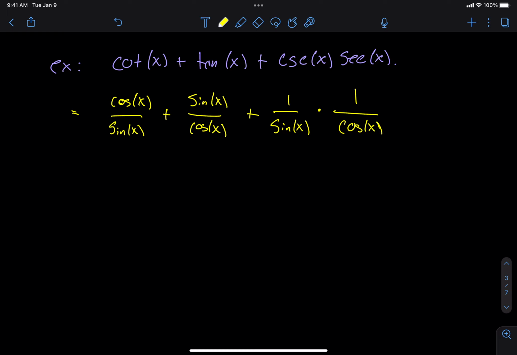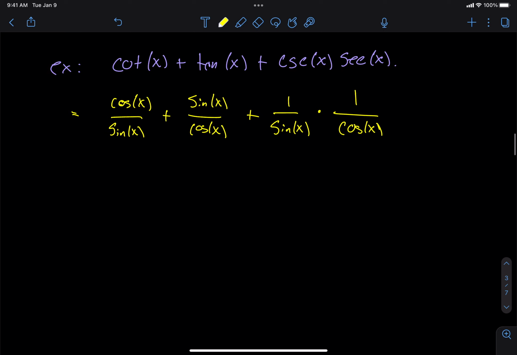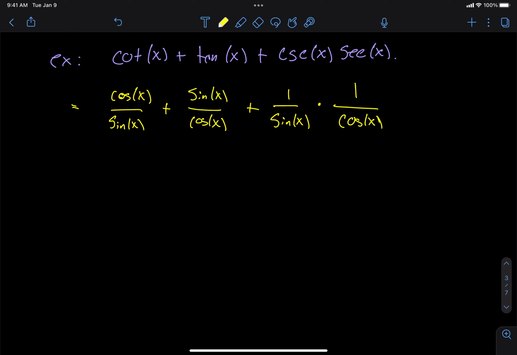Okay, so now I have translated everything into sine and cosine. And now my game will be to simplify this expression. I have an addition of 4 fractions. What do I need to do in order to add fractions together? Before I can add them together, I need to find a common denominator. Here we have sine, here we have cosine, sine, cosine. What is my common denominator gonna be?